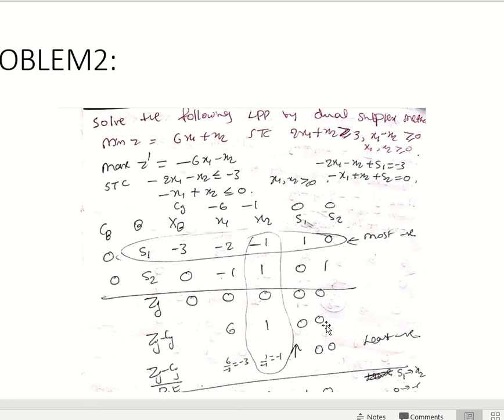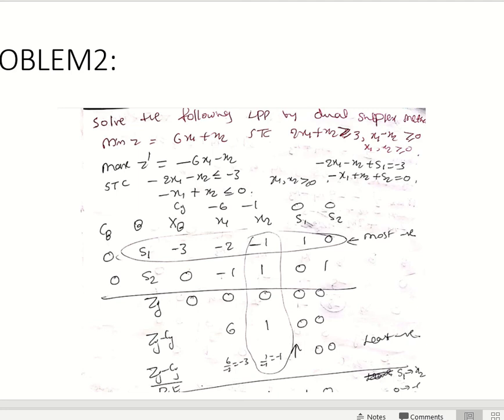Now find Zj minus Cj divided by each element of that particular row. So what we are getting? 6 by minus 2, that is minus 3. 1 by minus 1, that is minus 1. And this is 0.